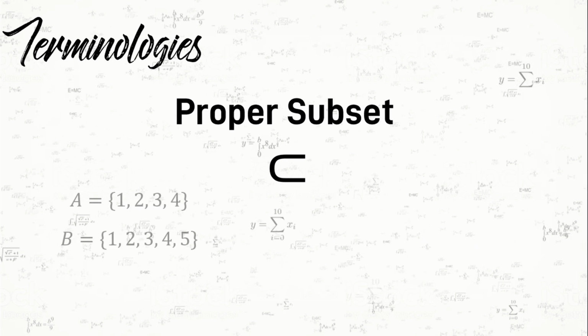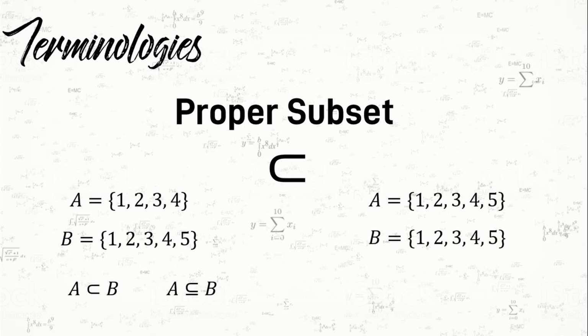Say that we have A with elements 1, 2, 3, 4 again, and set B with elements 1, 2, 3, 4, 5. Now, since all the elements from set A can be found in set B, we can say that set A is a proper subset of B, or set A is a subset of B. Meanwhile, on this example here, we can see that all elements in set A can exactly be found in set B. Therefore, set A is not a proper subset of B. We can only say that set A is a subset of B.